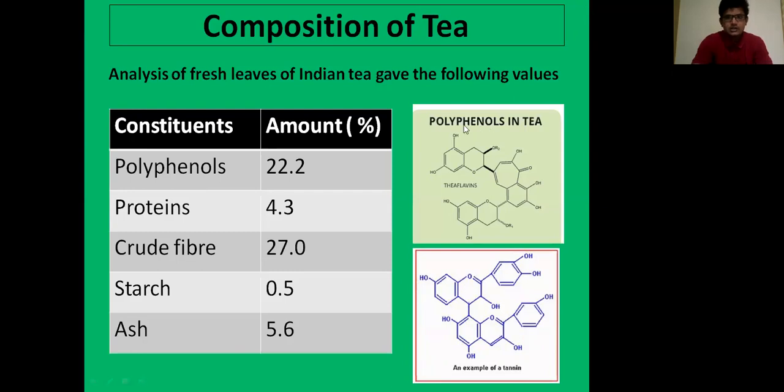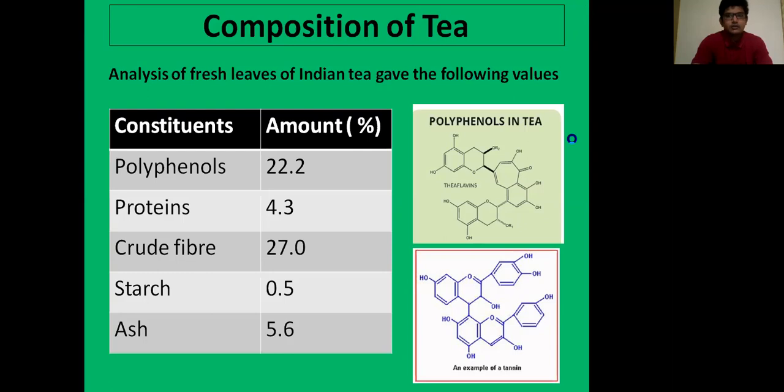This is a structure of polyphenols in a tea. We can see the various hydroxy groups present on the aromatic ring. That's why it is termed a polyphenol. This is one example of a polyphenol, that is tannin, which contains different hydroxy groups with phenolic groups present on the ring. So this type of compound present in tea powder is known as tannin, which is a class of polyphenol type of compound.